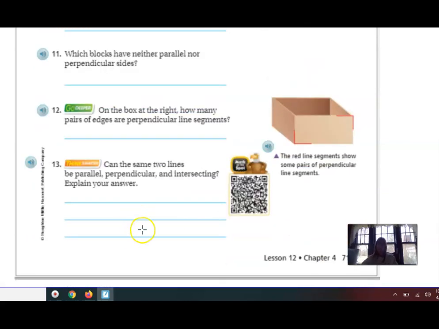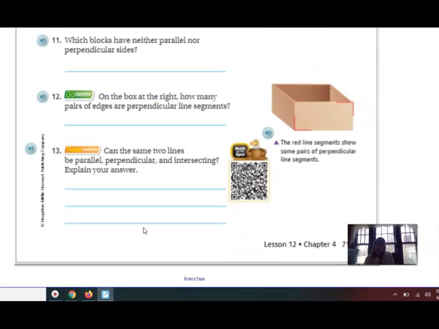Okay, so we're going to move on to number 12. It says on the box at the right, how many pairs of edges are perpendicular line segments? So first of all, you're looking at how many pairs of edges. So here's an edge, 1, 2, 3, 4, 5, 6, 7, 8, 9, 10, 11, 12, 13, 14. Wow, there's a lot. So you go through and count them and see how many you get.